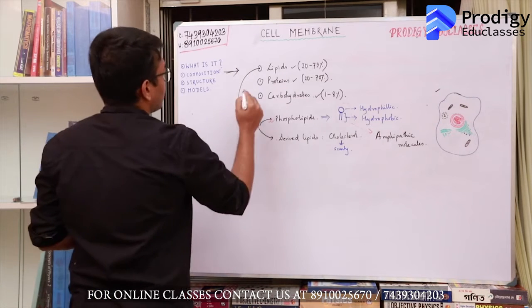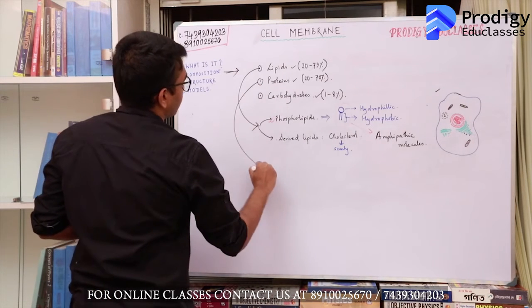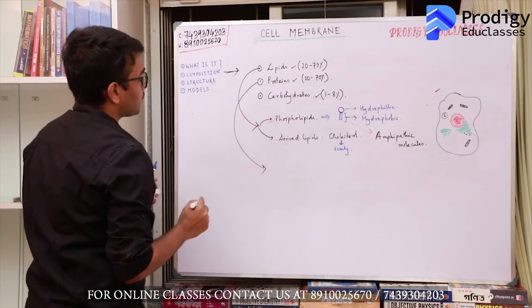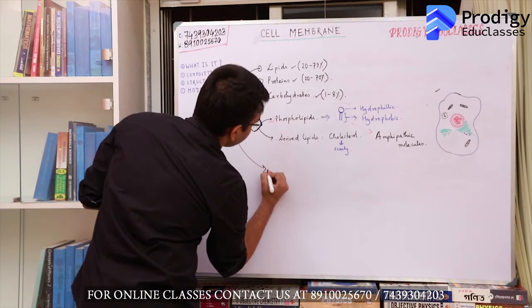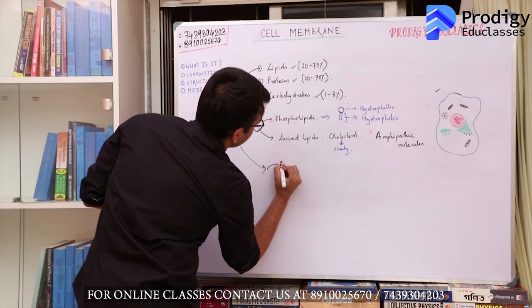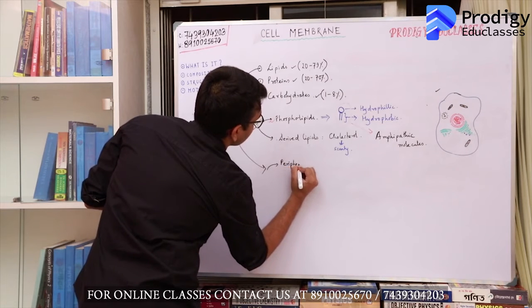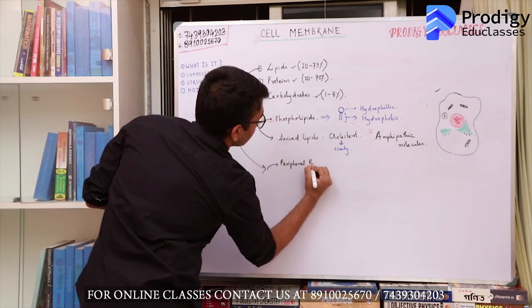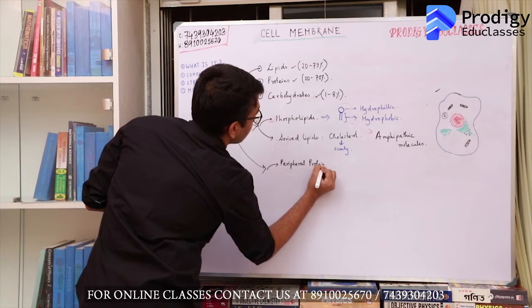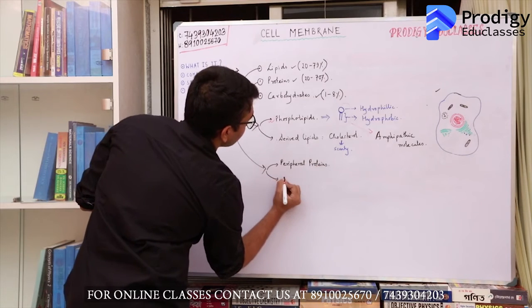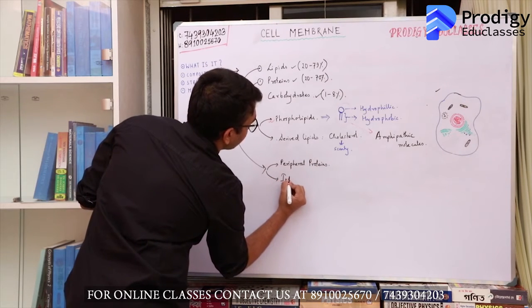Now next you will have to come to proteins. If you look at proteins, proteins in the cell membrane may be of two types. They may be peripheral proteins and they may be integral proteins.